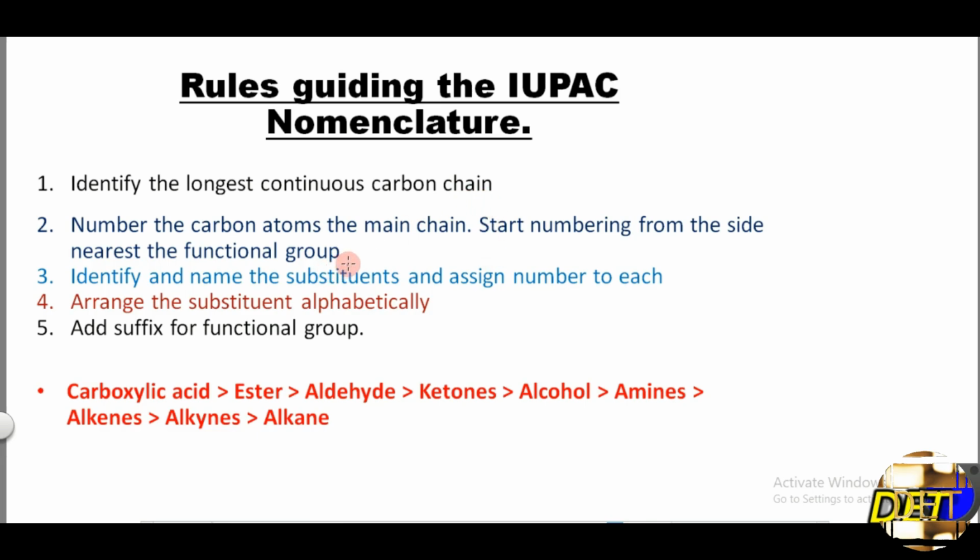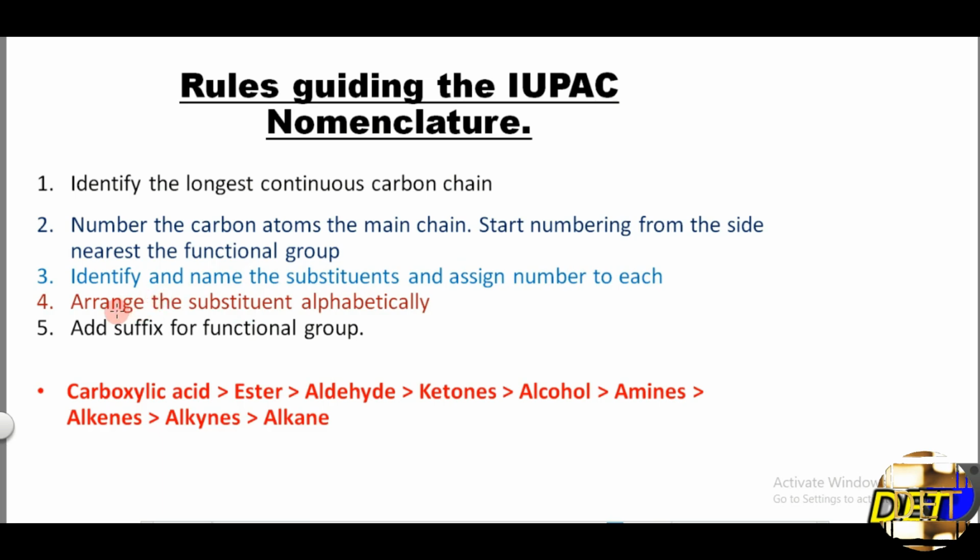The first thing that we want to know here are the rules guiding the IUPAC nomenclature of organic compounds. Basically there are 5 rules. The first is to identify the longest continuous carbon chain. The next is to number the carbon atoms in the main chain, starting from the side nearest the functional group. The third is to identify and name substituents, if you have them there, and then assign numbers to each.